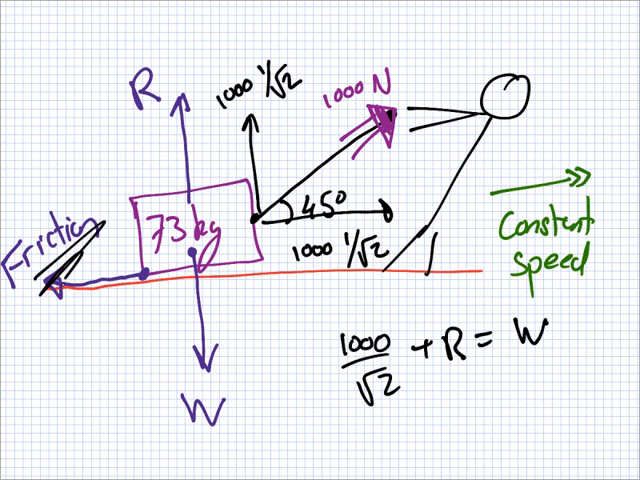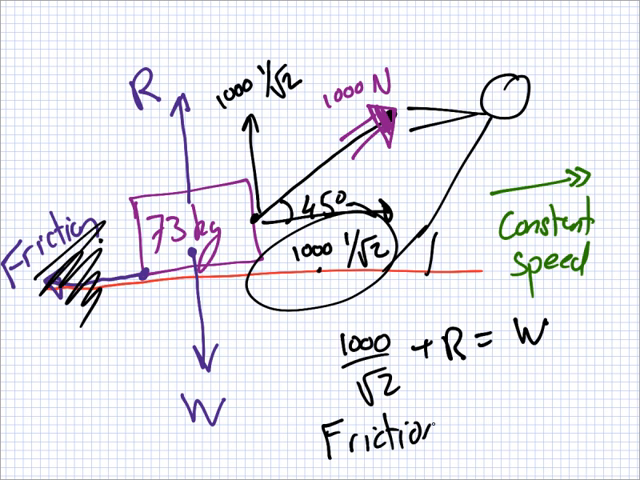But what about the friction? Does it equal this? Or is this bigger than the friction because it's moving to the right? What do you think? I think it's bigger because it's moving to the right. That's not true. The friction should equal 1000 over root 2. But I want someone to tell me why.